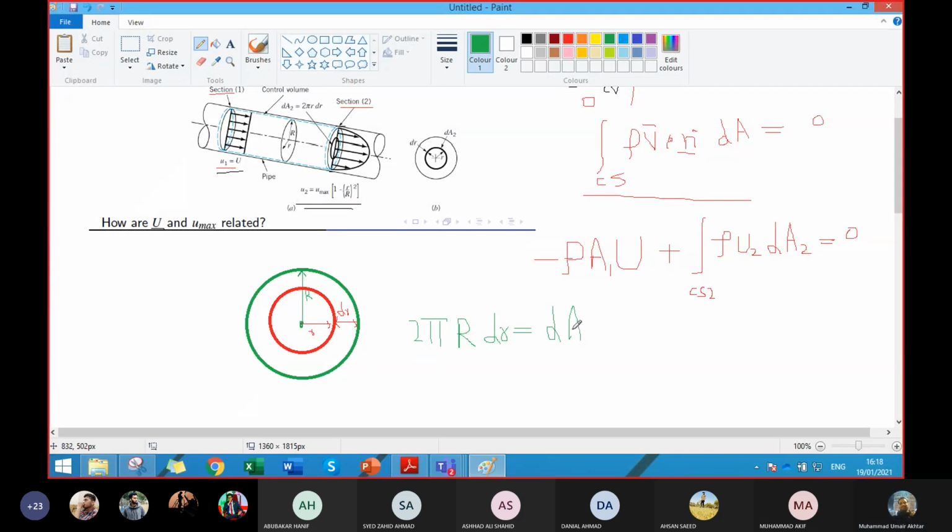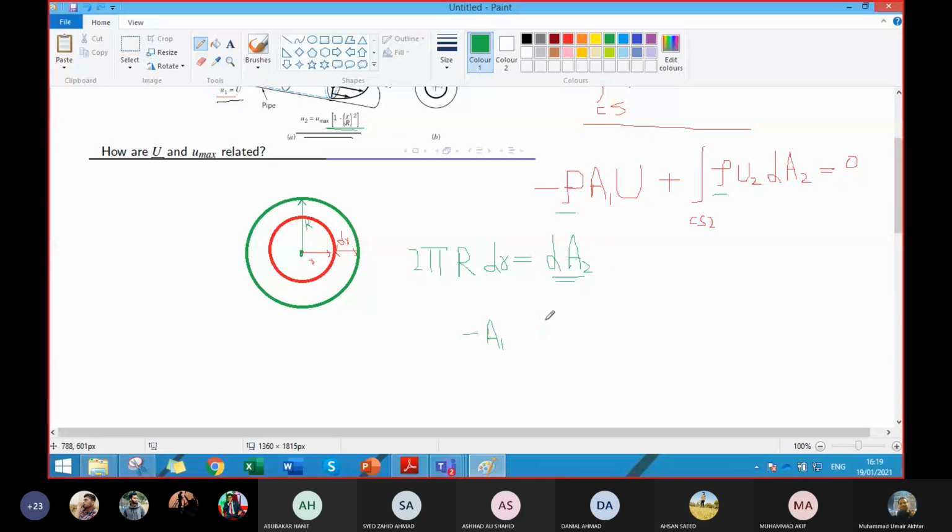Now the area has become variable, right? Yes, sir. So the velocity function given to us is a function of r. Here we can see that U2 is a function of r, and we have also made our area a function of r. So we can now write that, because density is constant in both cases, it's incompressible, we can take it to the other side, so we don't need to write it. We'll just write minus A1 U, plus the integral from 0 to capital R of U2, here you can write its function, into dA2, which is now 2 pi r dr. Clear?